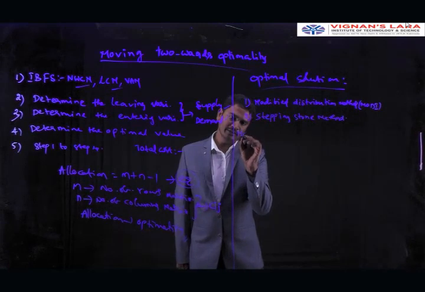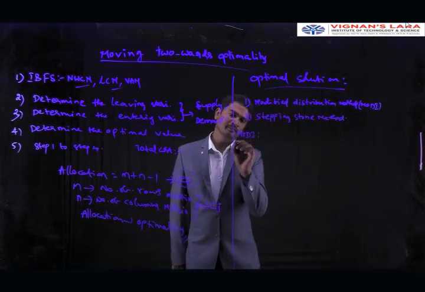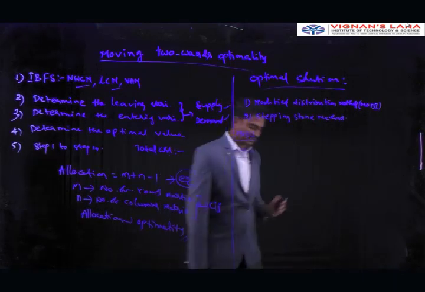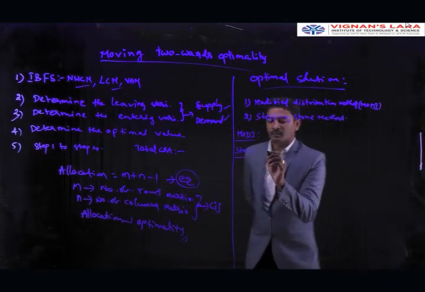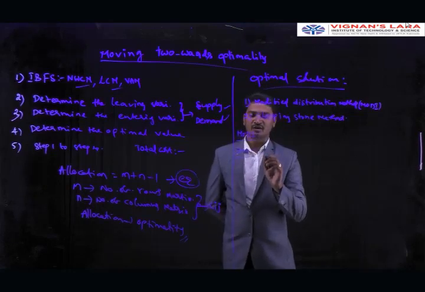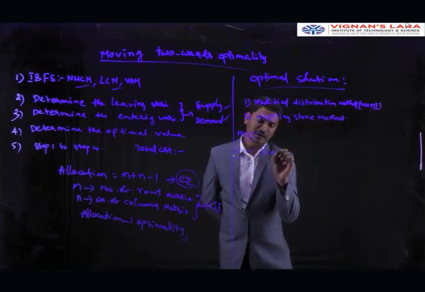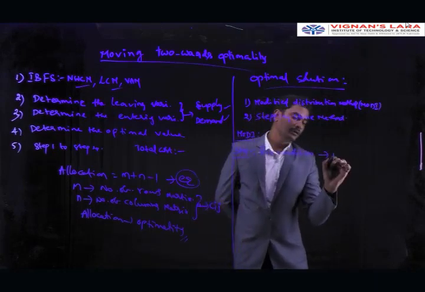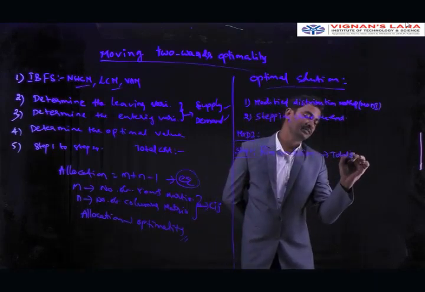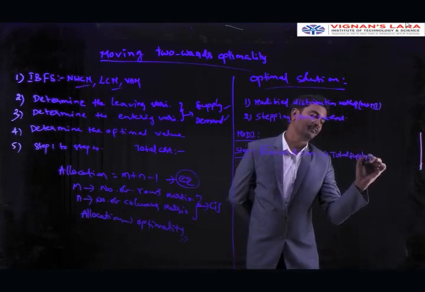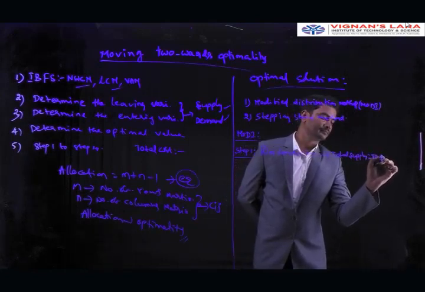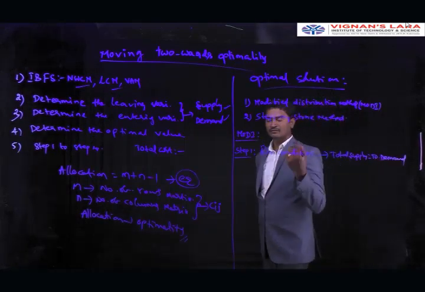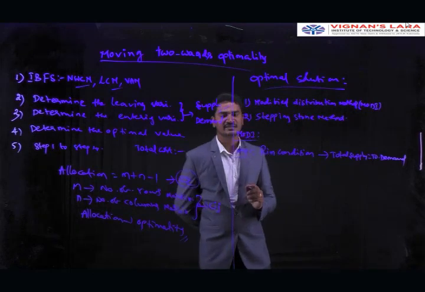Coming to the Modi method algorithm, step 1: first we have to check the rim condition, that is, whether the problem is balanced or unbalanced. How do we find the rim condition? The rim condition is that total supply is equal to total demand. If it is satisfied, the problem is in rim condition. Then we go for finding the initial basic feasible solution.